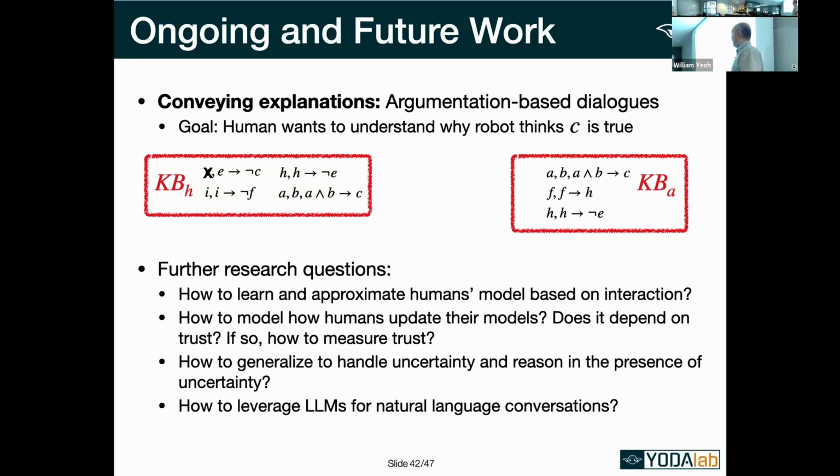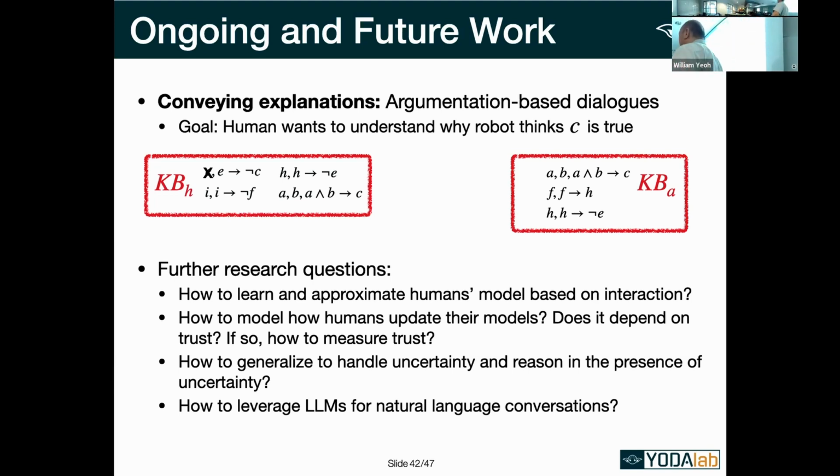But in a setting where maybe the human and the robot want to understand whether C is true, not why the robot thinks C is true, then how the human updates their model is going to be different, right? It's going to be dependent on maybe how much the human trusts the robot or how much the human trusts what the robot said.